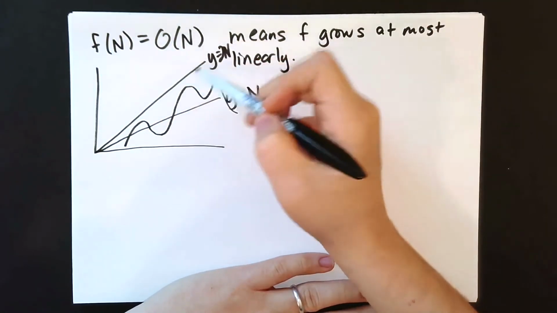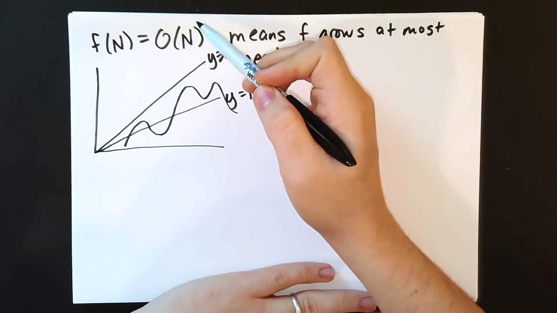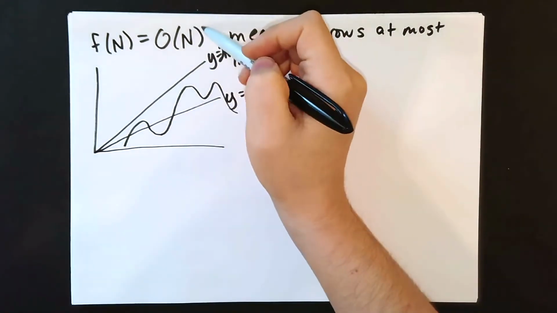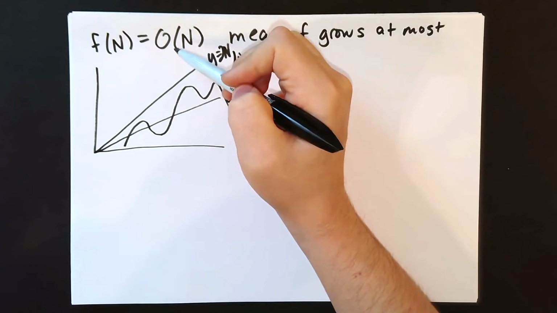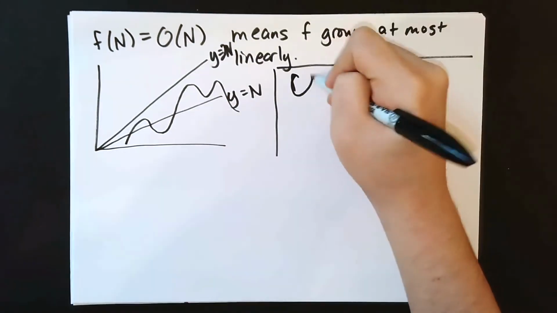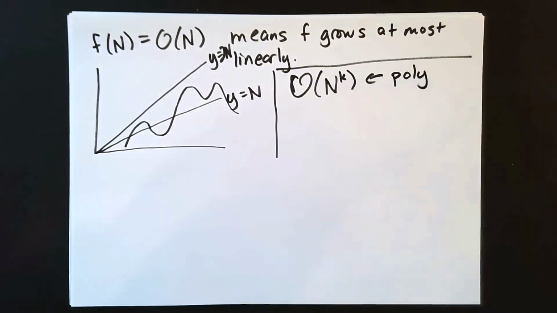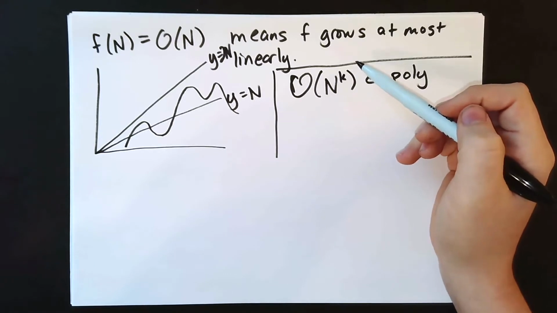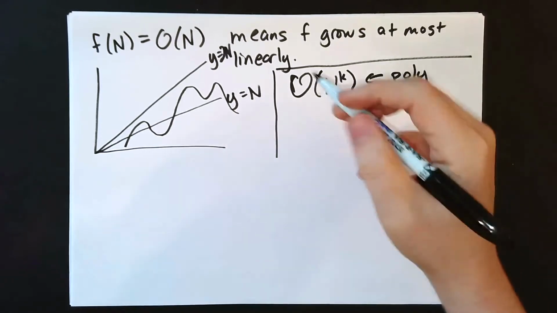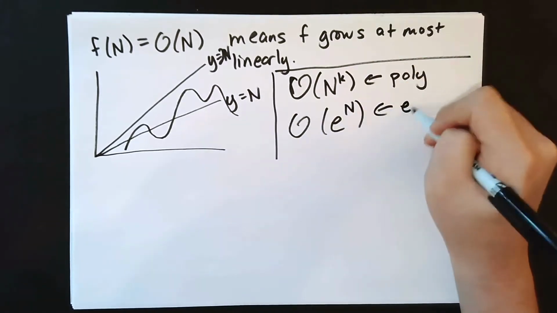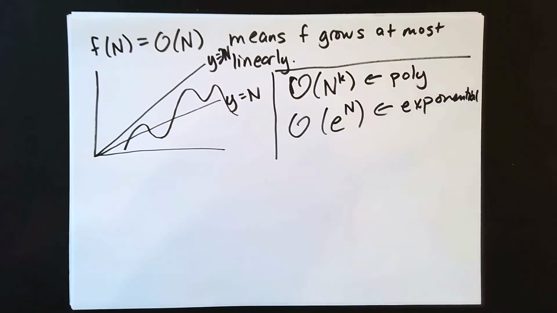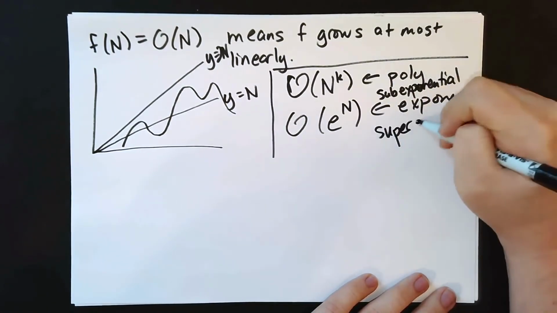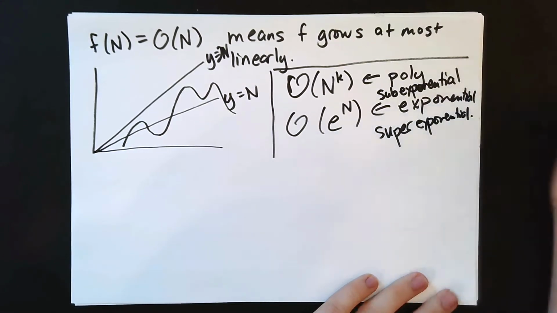And so that lets me sort of bulk together a bunch of different functions and talk about them all together at once. And so anything that's O of n, we're going to call that linear running time. Likewise, anything that's O of a power of n, we're going to call polynomial. Again, note, that doesn't mean the function is a polynomial. It just means the function grows at most as quickly as a polynomial would grow. Something that's O of e to the n, we call that exponential. Something that's between polynomial and exponential, we call sub-exponential. And something that grows faster than an exponential, we call super-exponential.